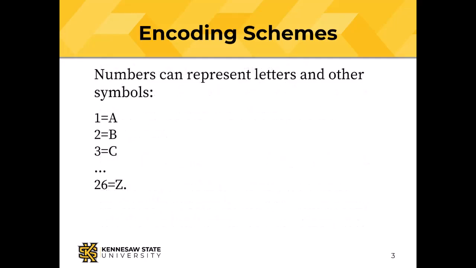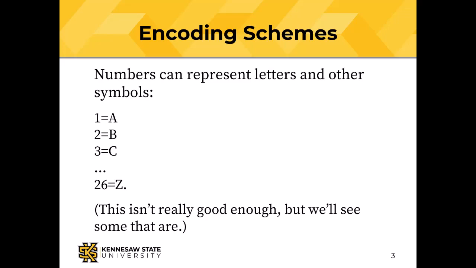Encoding schemes depend on the fact that numbers can represent letters and other symbols. It might be something like 1 represents A, 2 represents B, on down to 26 represents Z. That isn't quite good enough, but we'll see some encoding schemes that are good enough.